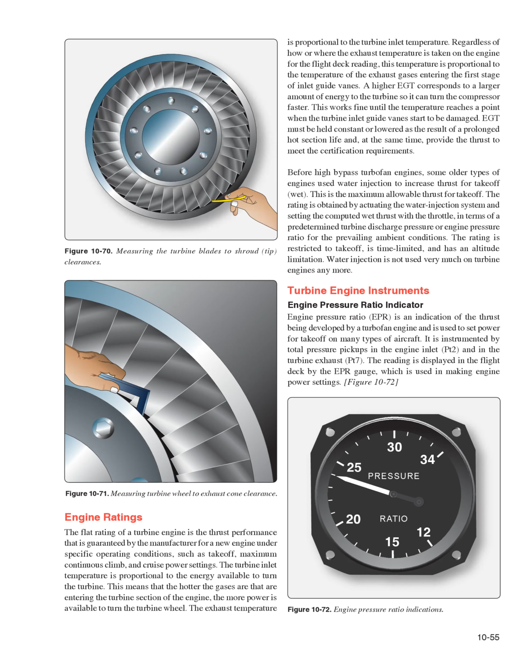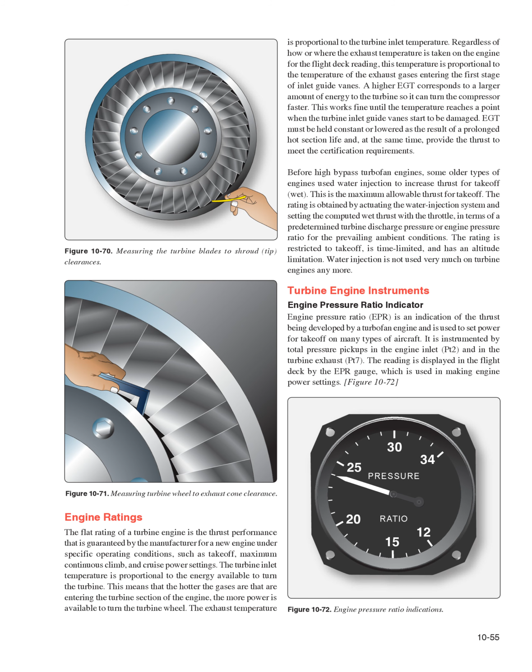It is proportional to the turbine inlet temperature. Regardless of how or where the exhaust temperature is taken on the engine for the flight deck reading, this temperature is proportional to the temperature of the exhaust gases entering the first stage of inlet guide vanes. A higher EGT corresponds to a larger amount of energy to the turbine so it can turn the compressor faster. This works fine until the temperature reaches a point when the turbine inlet guide vanes start to be damaged. EGT must be held constant or lowered as the result of a prolonged hot section life and, at the same time, provide the thrust to meet the certification requirements.